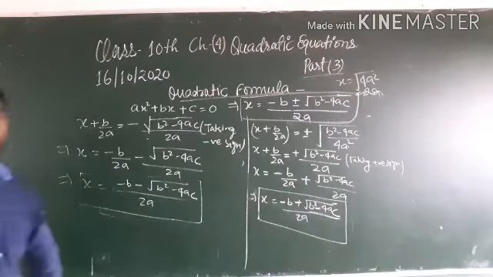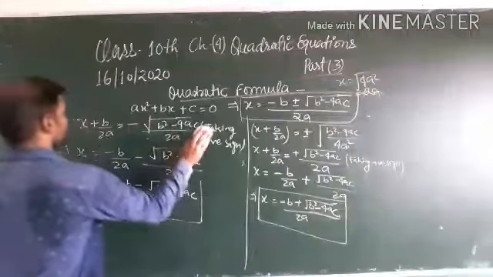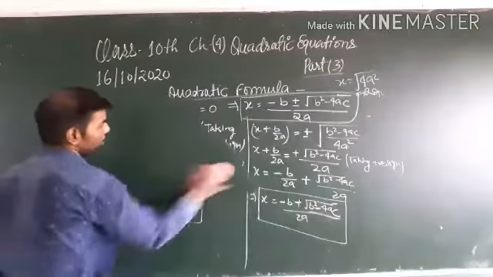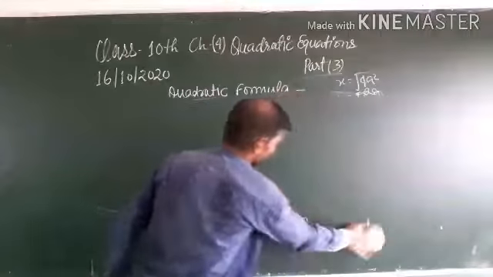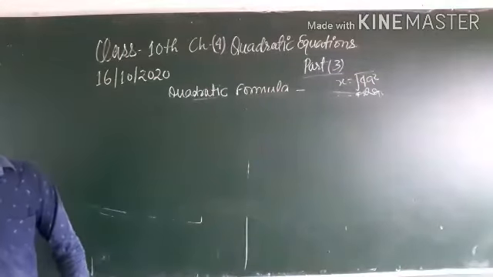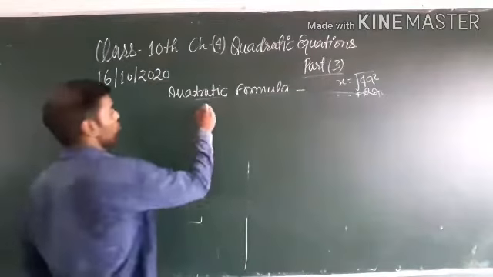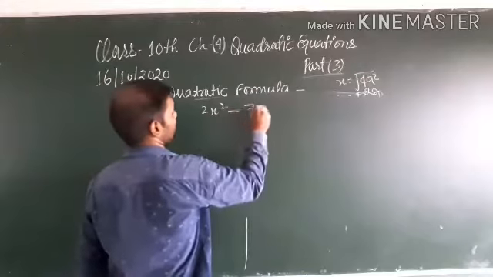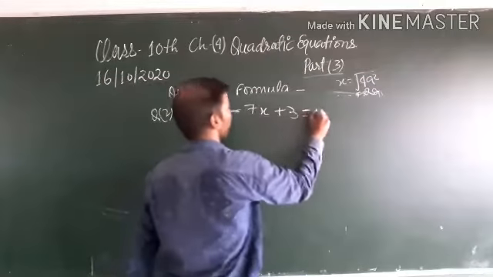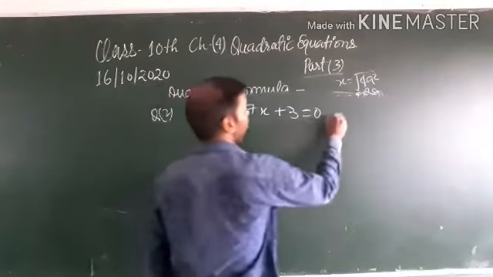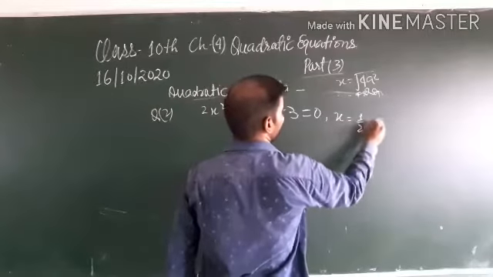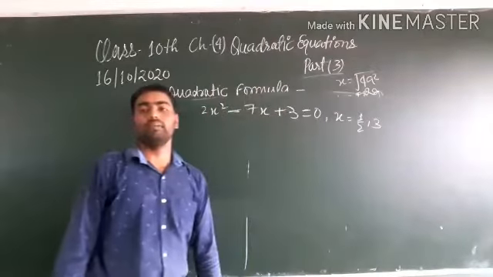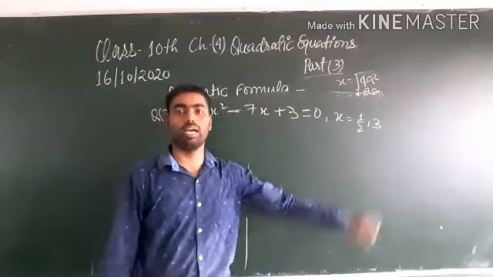Now take an example. Question number 2. In the given question number 2, find the roots of the quadratic equation 2x square minus 7x plus 3 is equal to 0. We already know the value of x is 1 by 2 and 3 by the method of completing the square.